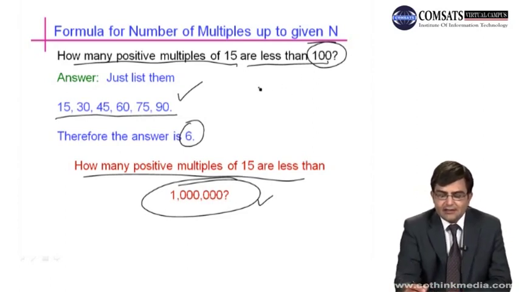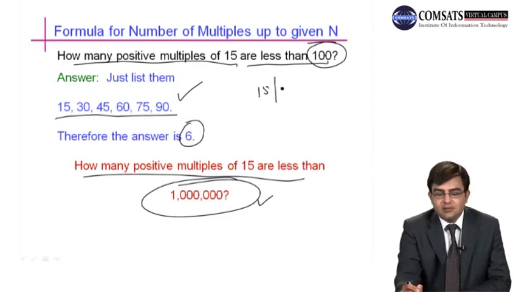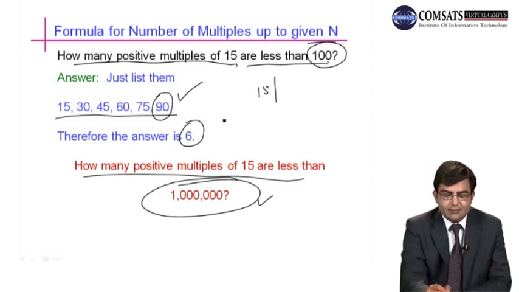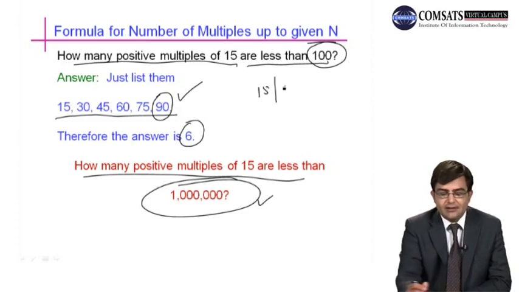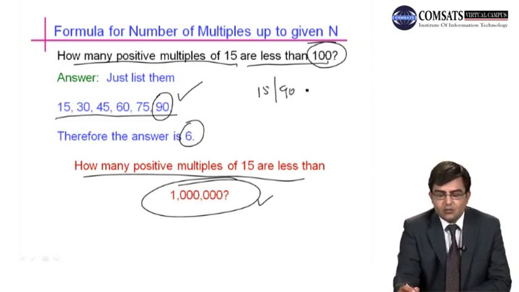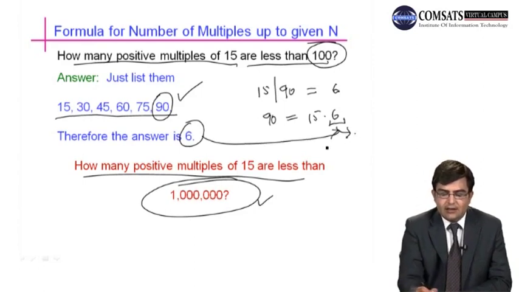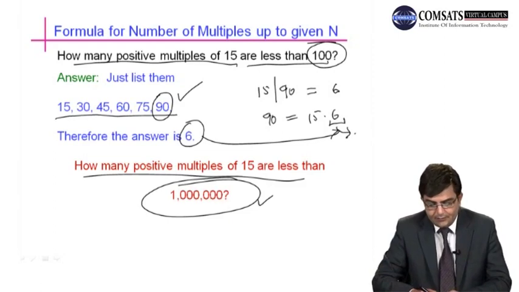So here if we say that 15 divides some number which is less than 100, for example the last number is 90, which is less than 100, so 15 divides 90. What is the answer? If 15 divides 90, then we have 6, because 90 can be written as 15 into 6. So this is the 6, and here we have again the 6.